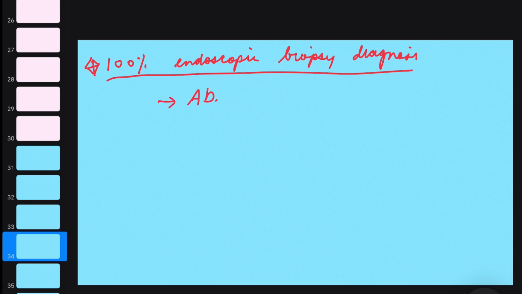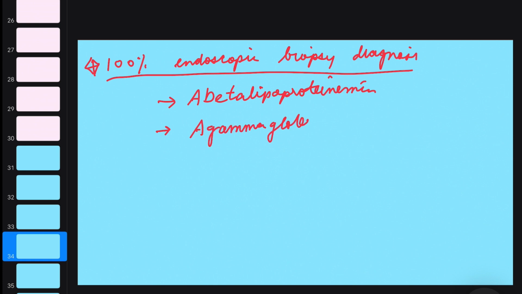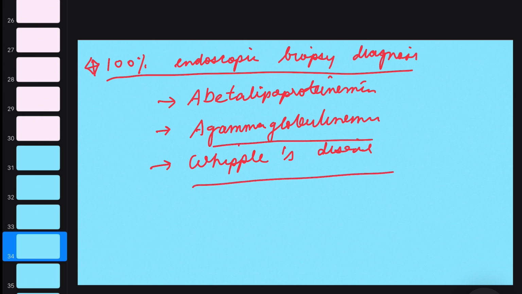First is the one that we just now studied, Abetalipoproteinemia, quite the mouthful. Second is related to this, A gamma globulinemia. And third is a disease that we'll study in a later video, which is Whipple's disease. I think I already mentioned Whipple's disease when we were talking about global malabsorption. Don't worry, we'll do a video on global malabsorption. Whipple's, A gamma globulinemia, and Abetalipoproteinemia. These are the three diseases which are 100% endoscopic biopsy diagnostic. Okay, you don't need anything else.